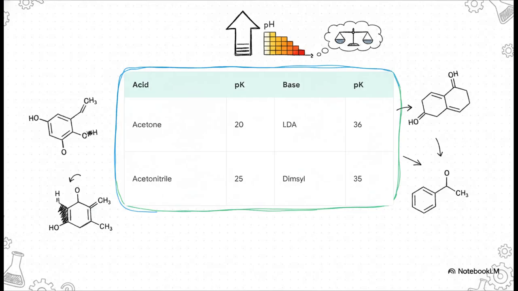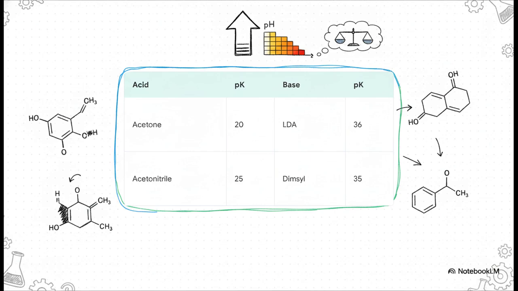Now, if you look at the math behind this, it's pretty wild. To figure out which bases are actually strong enough to completely deprotonate our specific carbon acids, we have to look at their pKa values. The rule of thumb is super simple. You're only going to get a favorable equilibrium if your chosen base has a higher pKa value than the acid you're trying to deprotonate. So take acetone, for example. It has a pKa of 20. Meaning you absolutely need a heavy-hitting base like LDA sitting way up there at a pKa of 36 to get the job done right.